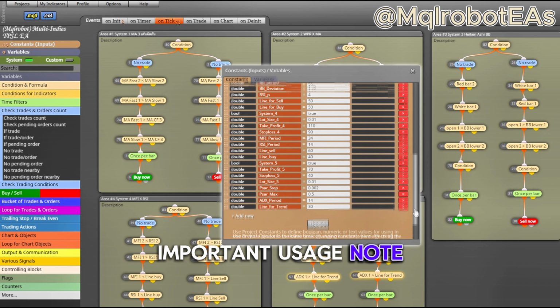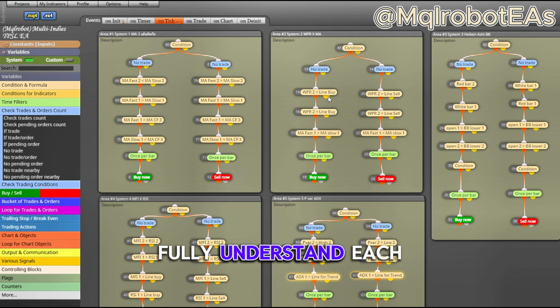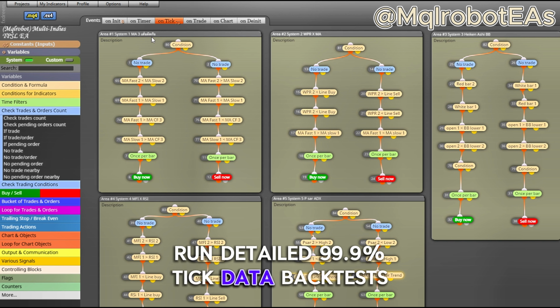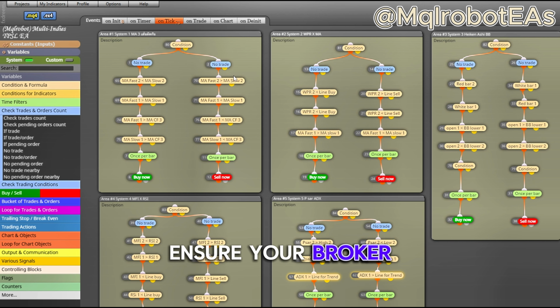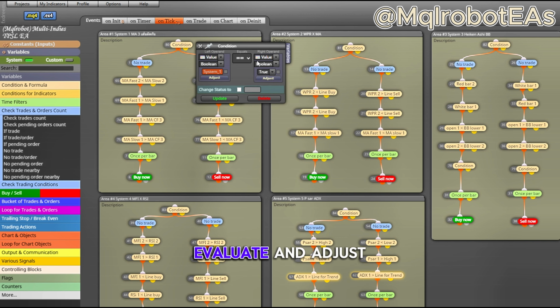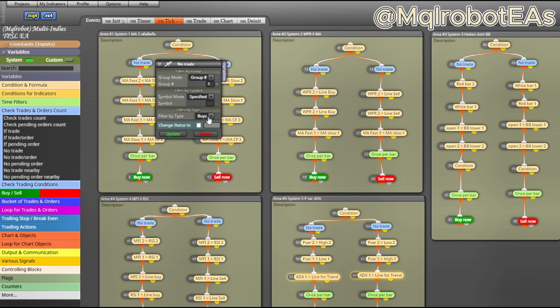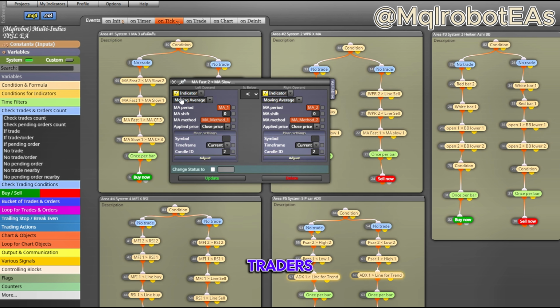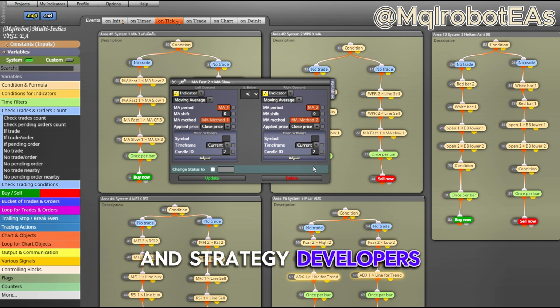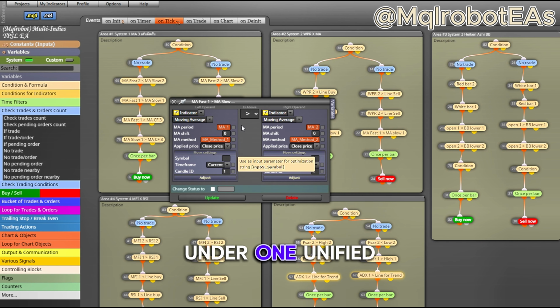Important usage note: before using this EA in a live trading environment, fully understand each trading strategy included in the system. Run detailed 99.9% tick data backtests. Ensure your broker conditions, spread, and execution slippage are compatible. Evaluate and adjust risk per strategy according to your account size. This is a template for professional traders and strategy developers looking to test diversified signal entry combinations under one unified EA.